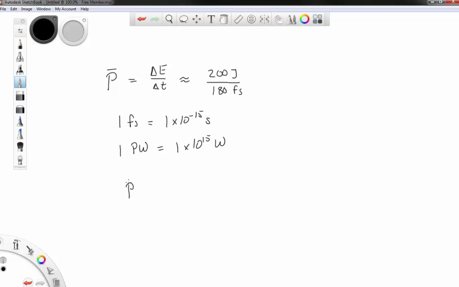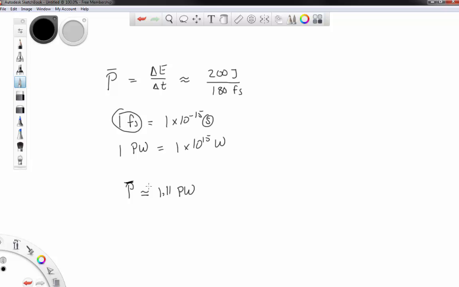So the average power for a shot that does this is about 1.11 petawatt. And this average power is even kind of a misnomer. It's maybe more correct to say that the power was this, because this is such a small time scale that if we're thinking in terms of seconds, then this is practically an instantaneous power.